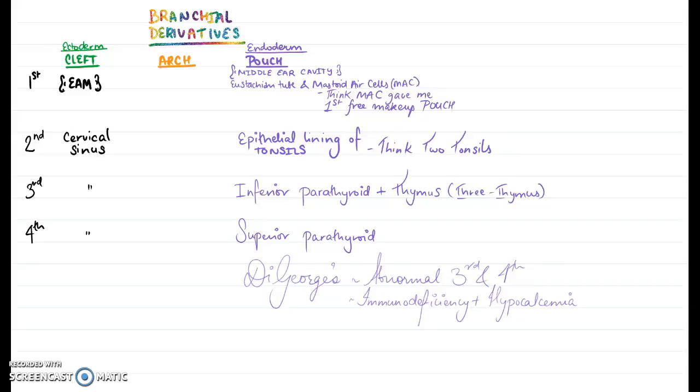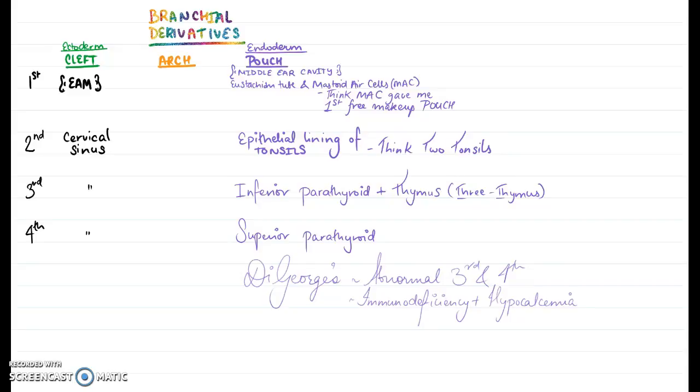Now, the third branchial pouch derivative is the inferior parathyroid, thyroid, and thymus. Think of three and thymus being together. This is a little confusing because the third one is the inferior and the fourth pouch gives rise to the superior. But if you think that 4 is a superior number, you can easily remember fourth pouch giving rise to the superior parathyroid, and the third pouch, which originally comes from endodermal tissue, giving rise to inferior parathyroid and the thymus. And this is clinically relevant because of the abnormal development of third and fourth pouches.